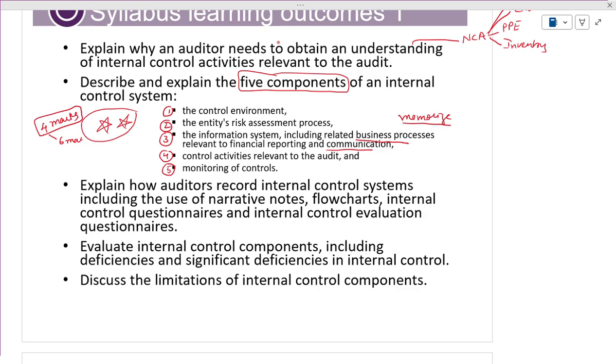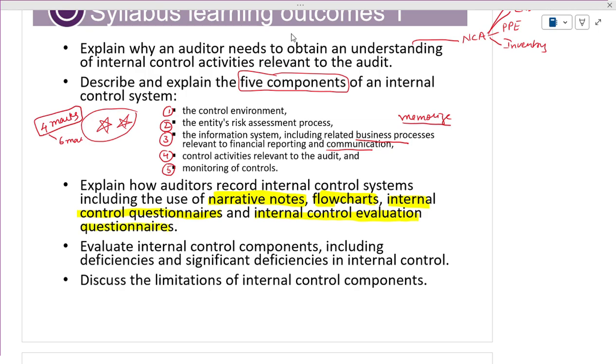Explain how auditors record internal control. See, they will have the internal control manual, but even as an auditor, we will record internal controls. When you are recording internal controls, there are 3 different ways. One is narrative notes. You write in note format. One we will follow in the form of flow charts. The third one is internal control questionnaires. Yes or no, whether the control is available. The next is internal control evaluation questionnaires. These are 2 different things.